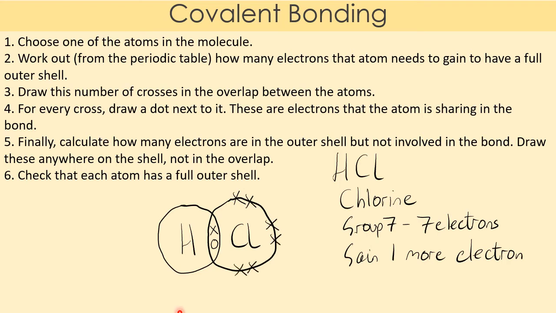I can now check that each atom has a full outer shell. So my chlorine will need 8 electrons. I have 1, 2, 3, 4, 5, 6, and 2 that are being shared. My hydrogen has 1, 2. You might remember that hydrogen on the periodic table will only have that first shell of electrons. There will only be 2 electrons. We can now say that this is done and we are happy with it.